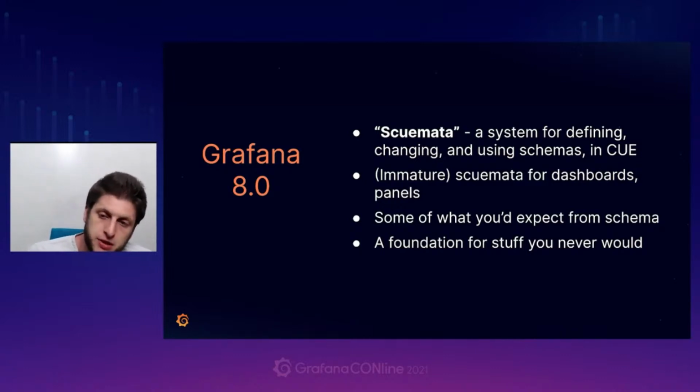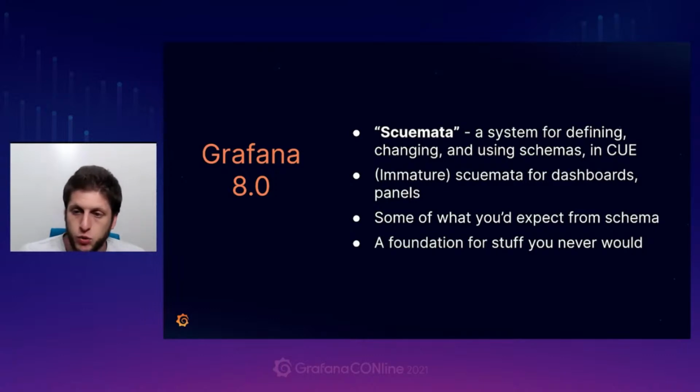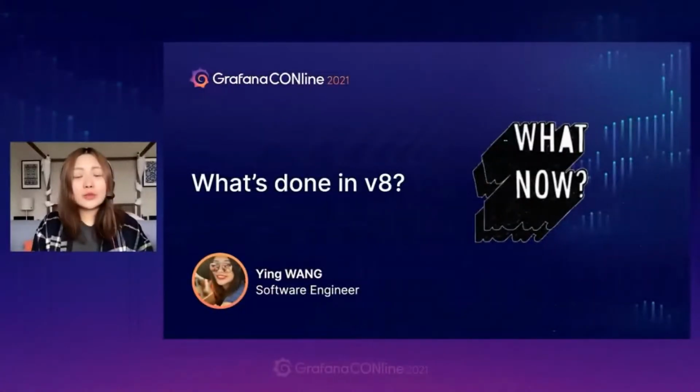Even though the schema themselves are immature, we know a lot about how we're going to be able to use them, the types of guarantees they're going to provide. Some of what you're going to get from it is a lot of what you'd expect from schema systems, but some is also quite surprising. But I'm going to hand it over to Ying now. She's going to talk about some of those things from the first category, absolutely essential stuff that you could maybe guess we'll have.